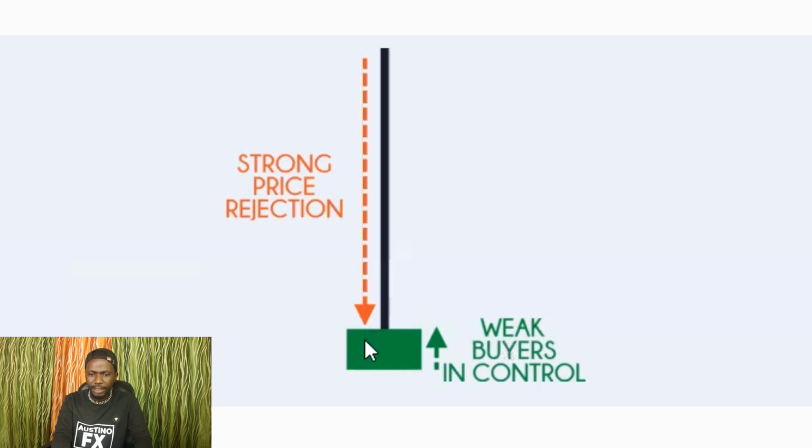So if you watch, you see that the price opened here, the buyers pushed the price all the way to this point, only for the sellers to push it down to this point until the price closes here. So this tells you that the buyers are weak, they cannot push the price any further. So once you see this type of candle on a price chart, it tells you that the sellers are strong and the buyers are weak, right?